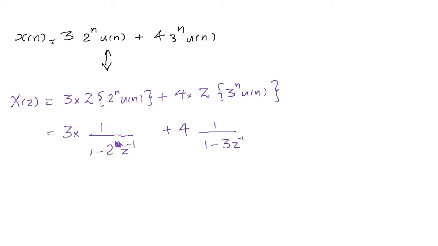Now the problem is this: what is the region of convergence? We have just seen that the region of convergence for the first signal is mod z must be greater than 2, and for the second signal is mod z greater than 3. So for both the signals to converge, we must take the intersection, that is mod z must be greater than 3. So the region of convergence of the signal X of z is mod z greater than 3.